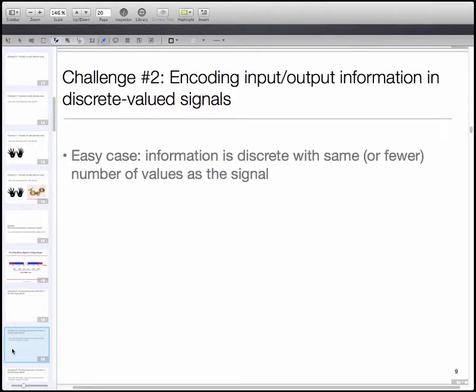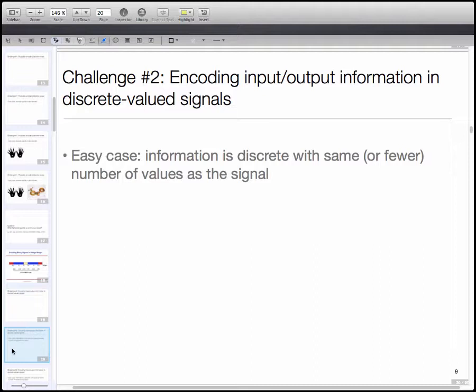The easy case is if the information is discrete and the number of distinct values of information is the same as the number we have in our signals. If I am representing a set with 10 distinct values and I'm using the fingers of my hand to represent them, then I have a one-to-one mapping. So it's easy to do that mapping.